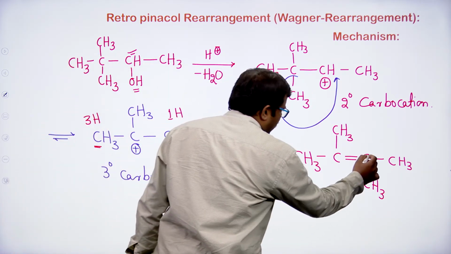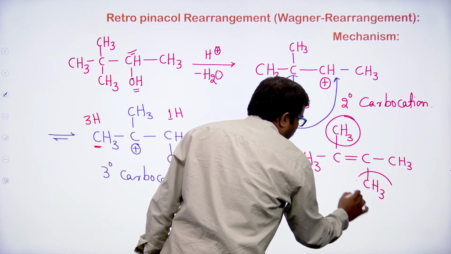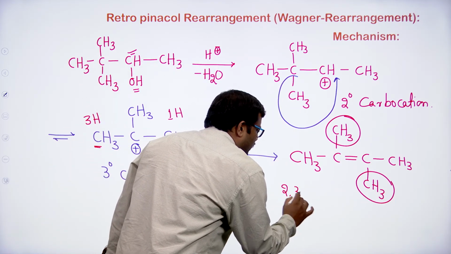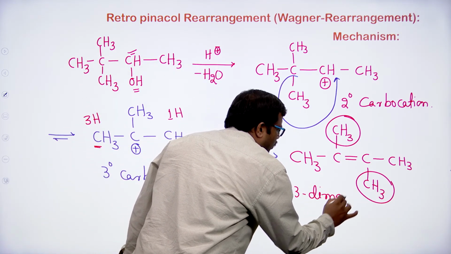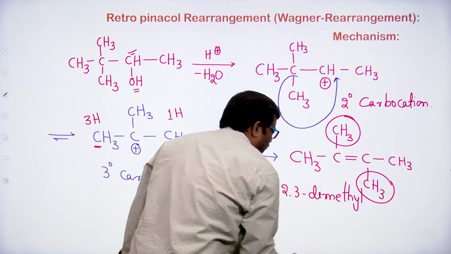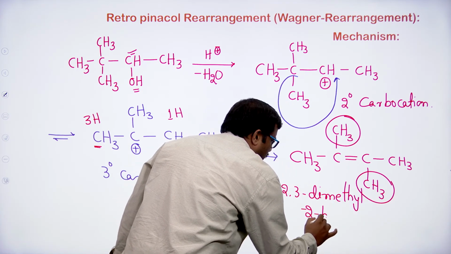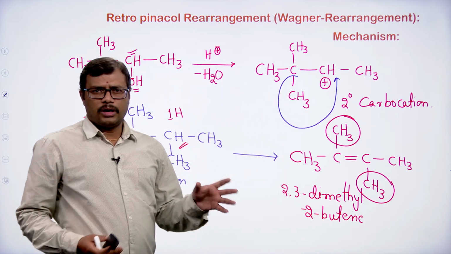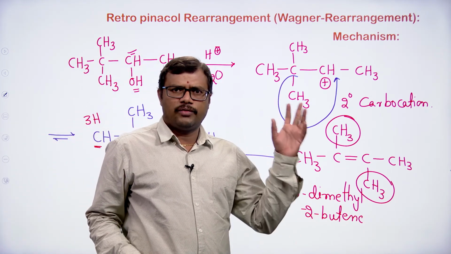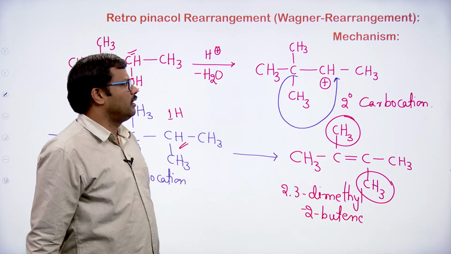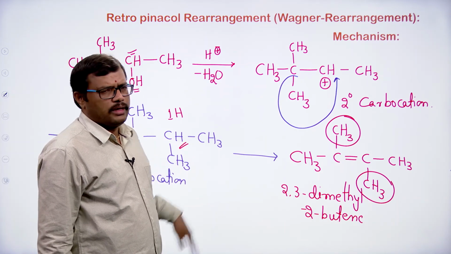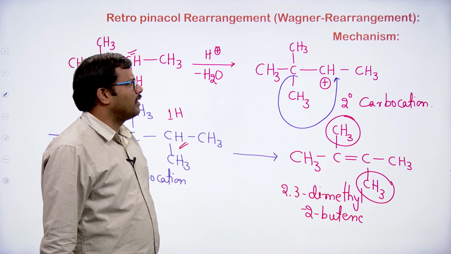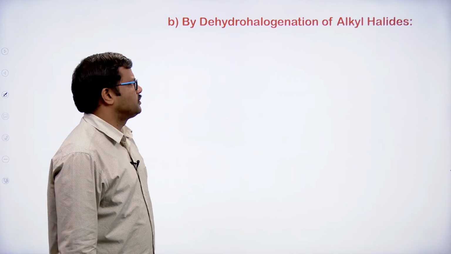So 2-butene is obtained as the major product. Again, if we observe, these methyl groups are taken as substituents, so 2,3-dimethyl-2-butene is the product obtained as the major product. The major product formation is clearly explained with the help of the rearrangement in this case. And Saytzeff's rule is going to govern the formation of the alkene as the major product.